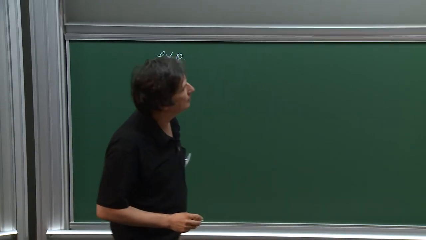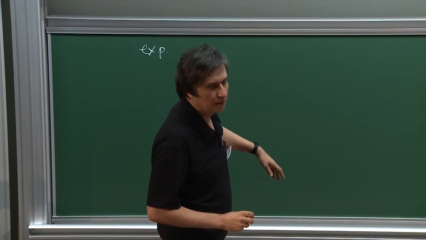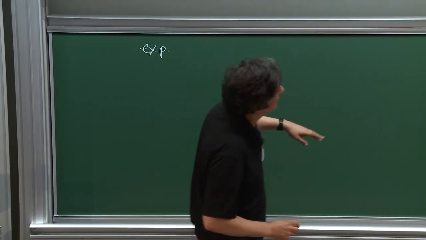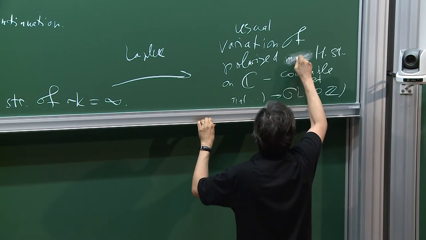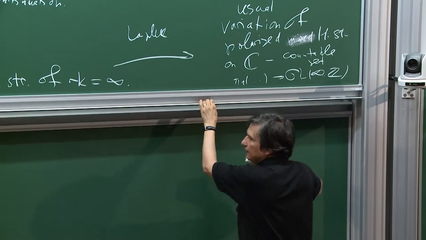Sir? Yes, this is a pure Hodge structure. Pure, yeah? No, why is it divided? Oh, mixed maybe, yeah. Yeah, maybe. Yeah, right, but polarized, yeah. Mixed, yeah.